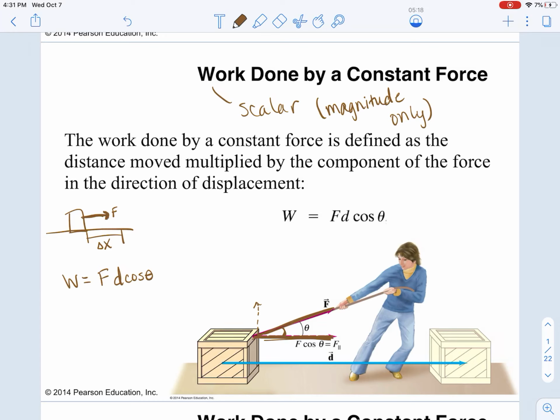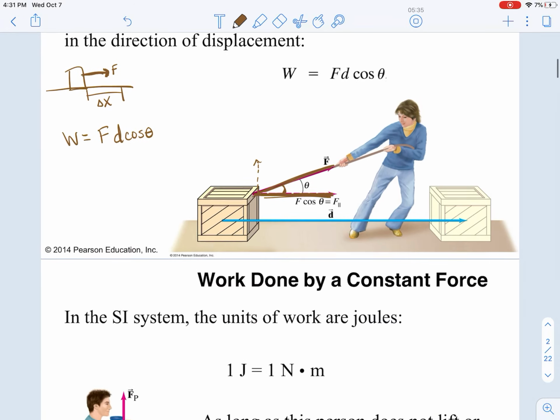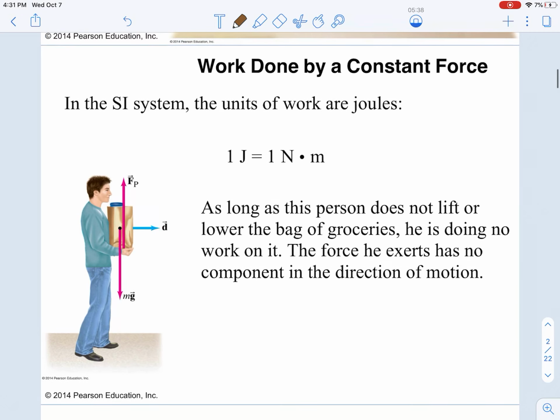Work is a scalar quantity, not a vector, which means that we're going to have to interpret how things relate to the motion, not necessarily a set direction, okay? And we'll address that in more detail as we move through the notes. All right, so let's talk about the units for work.